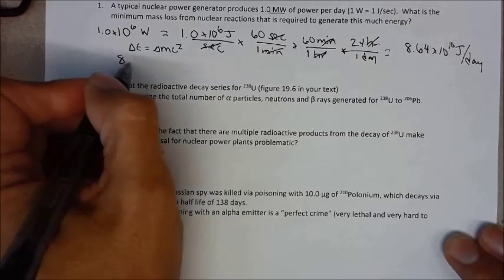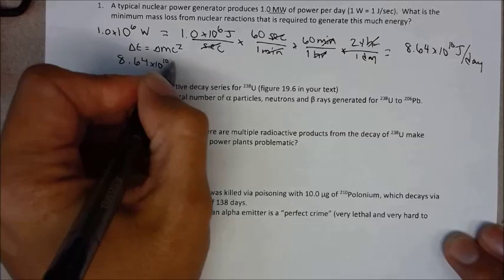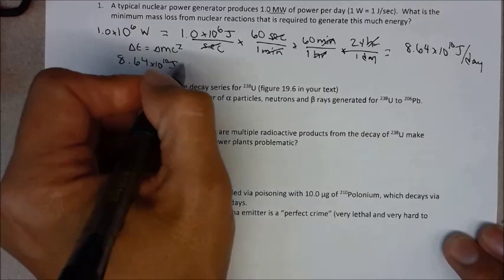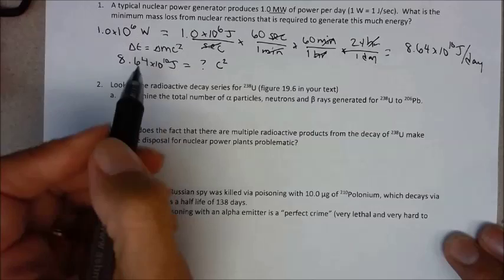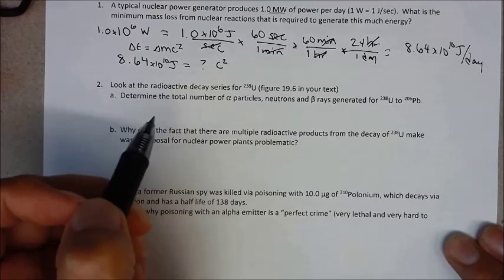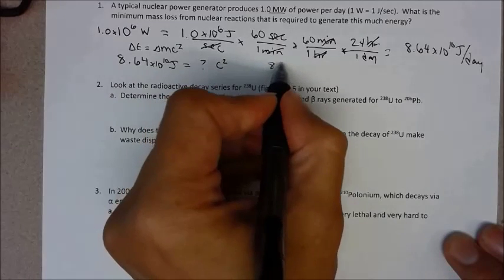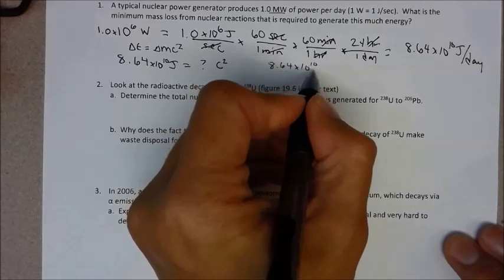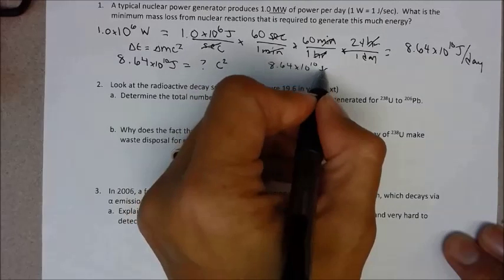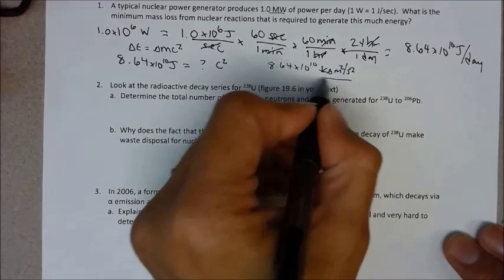So we need 8.64 times 10 to the 10th joules. And the question is how much mass is required to do that. So we're going to need to divide that value in joules by c squared. And remember, a joule is a kilogram meter squared per second squared.